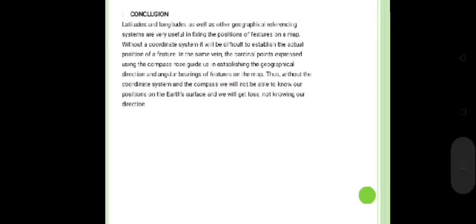Conclusion. Latitudes and longitudes as well as other geographical referencing systems are very useful in fixing the positions of features on the map. Without a coordinate system, it will be difficult to establish the actual position of the features. In the same vein, the cardinal points expressed using the compass rose guide us in establishing the geographical direction and angular bearings of features on the map. Thus, without the coordinate system and the compass, we will not be able to know the positions on the earth surface, and we will get lost not knowing our direction.